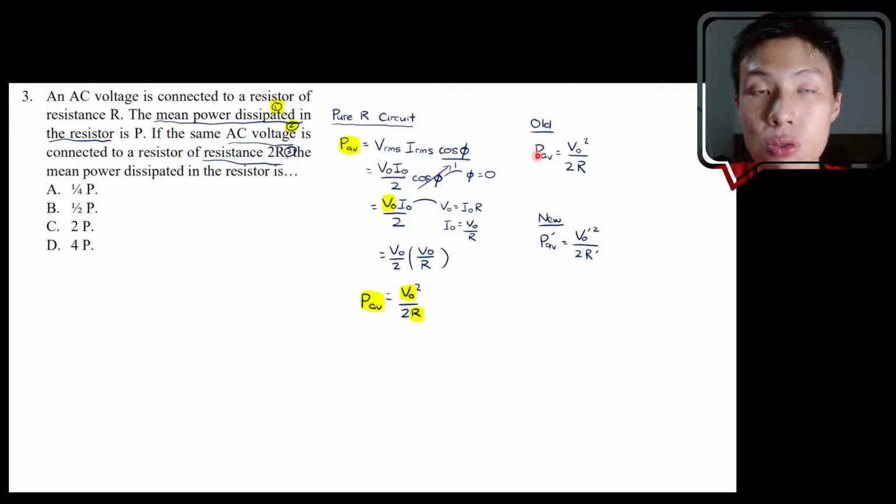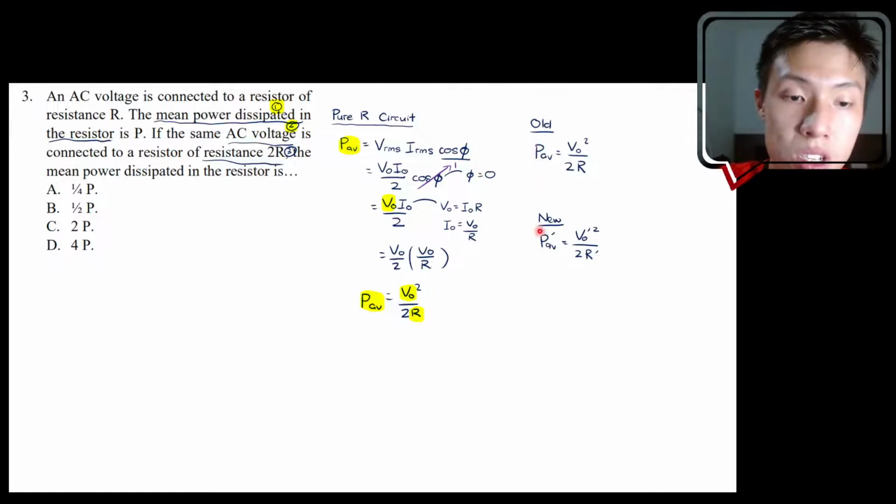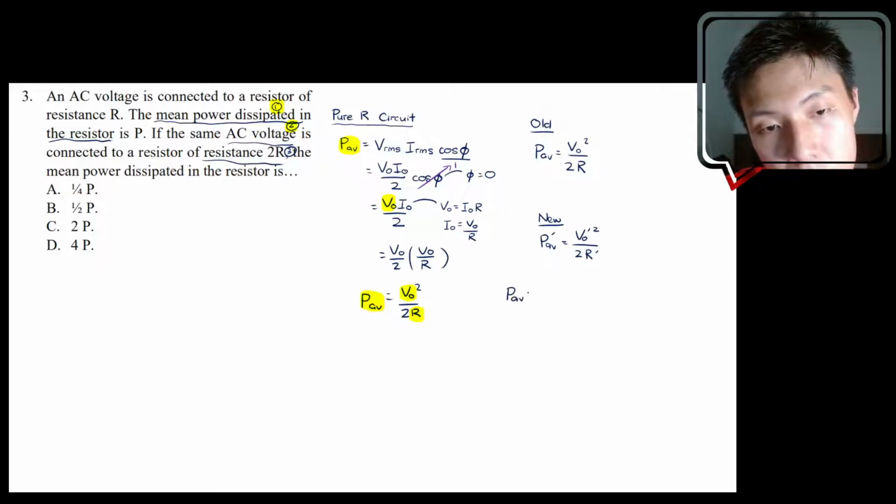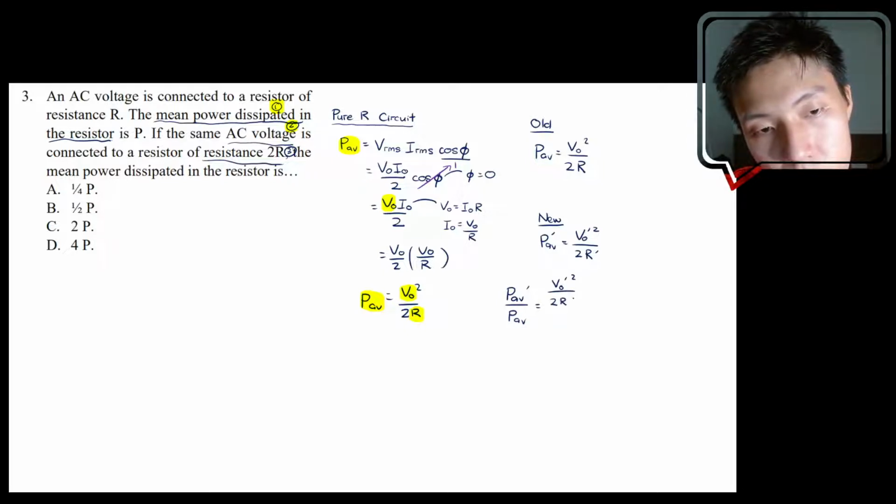So in order to do that, we have to compare these two equations. How do you compare them? By taking the new equation divided by the old equation. So if you do it like that, then you get V naught prime squared over 2R prime divided by V naught squared divided by 2R.